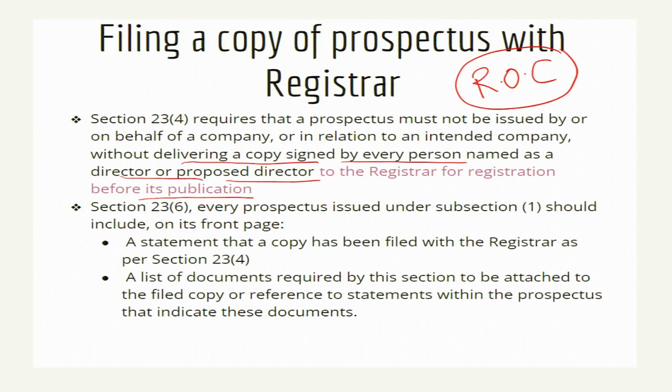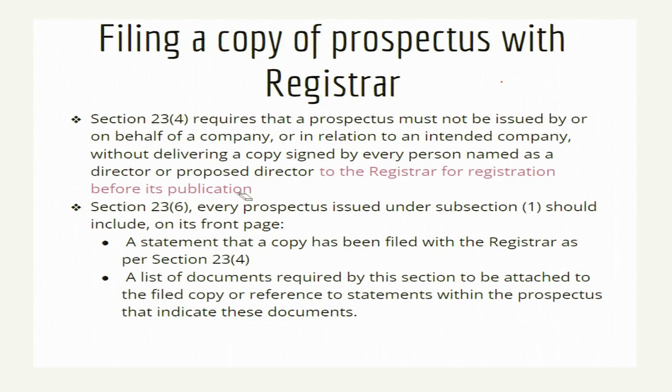It means you are required to register this document first before this authority, and once you submit this document to the authority, it becomes a public document. And if the Registrar of Companies gives the approval, it automatically proves that you have complied with all provisions which were required to be fulfilled up to that extent. It means before issuing the prospectus, you need to fulfill all the compliance.